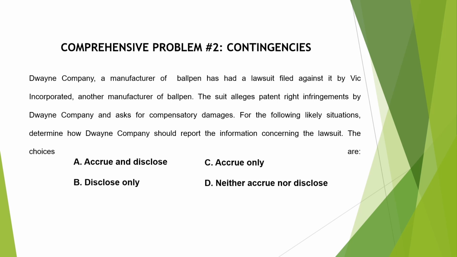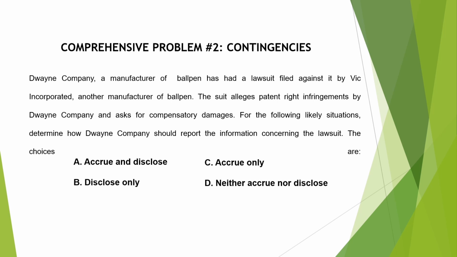This means that the company must both recognize the liability in the financial statement and provide additional details about it in the notes. So what does it mean? When you accrue, you record the liability as an expense, and when you disclose, you provide more details about it in the notes to the financial statement.